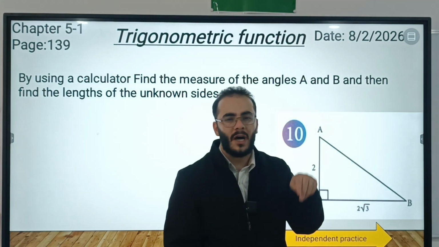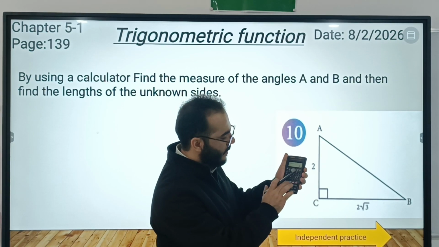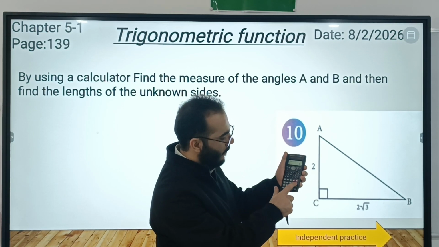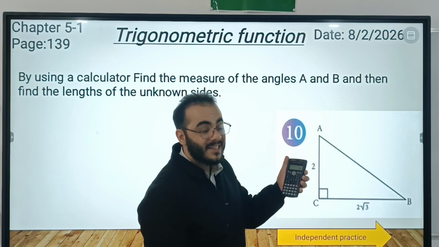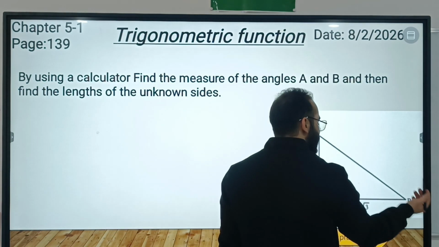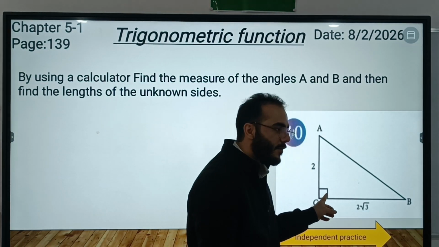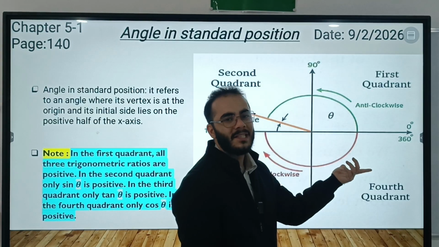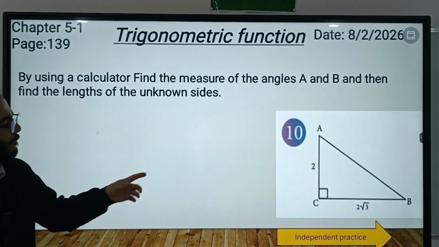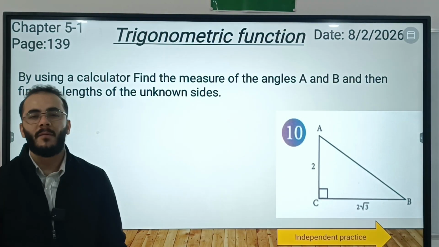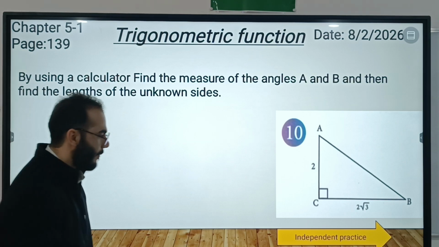So tan inverse. We just solve it: shift, tan inverse, open bracket 1 over square root of 3. Well, it equals exactly 30, which means angle B is 30. If angle B is 30 and we have 90 there, how much will remain for here? 60. So we found the angles and the hypotenuse. I'm not going to solve it; you can just use the Pythagorean theorem.